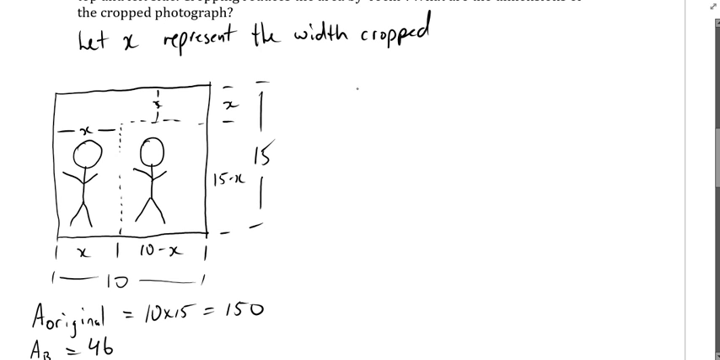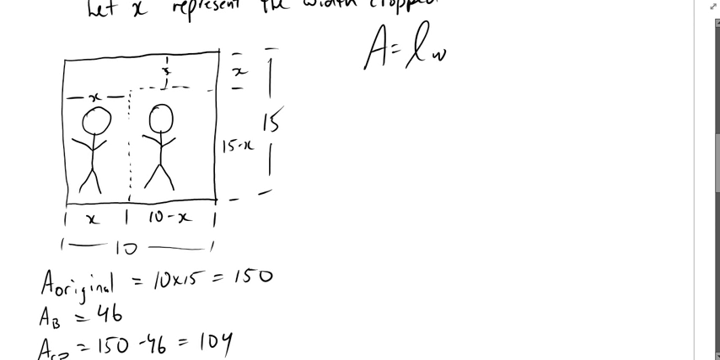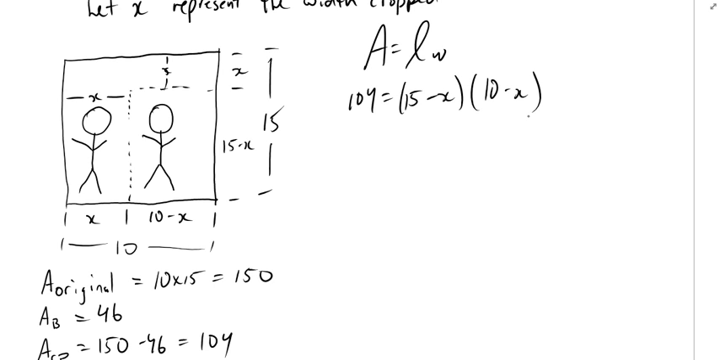Okay? And now I can do area equals length times width. So my area is 104. And length and width doesn't matter which is which. 15 minus x. Whoops, what am I doing? 15 minus x, 10 minus x. And what do we do? Expand, simplify, move everything to one side. Set it equal to 0. And then factor, quadratic formula, whatever works. Okay, so go ahead and start that.